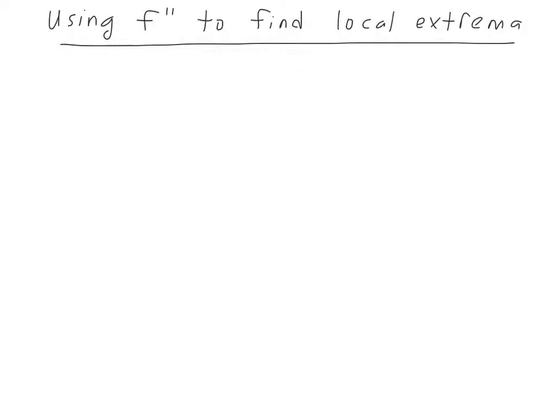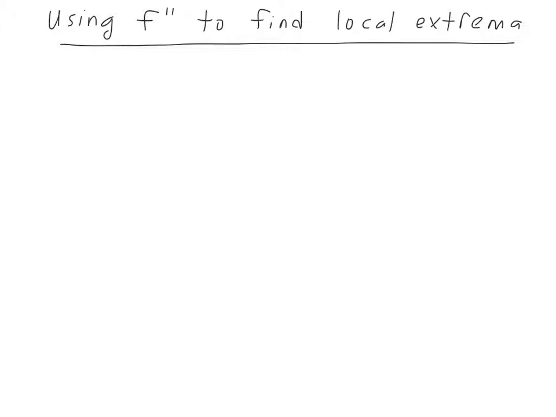Alright, next we're going to look at how to use the second derivative to find local extrema. Remember that local extrema refer to a local min and a local max. What we did before was we used the first derivative to find the local min and the local max. Recall that we set the derivative equal to 0, we solved, we made a sign diagram, and we looked for where the first derivative sign changed. That's how we found our local extrema.